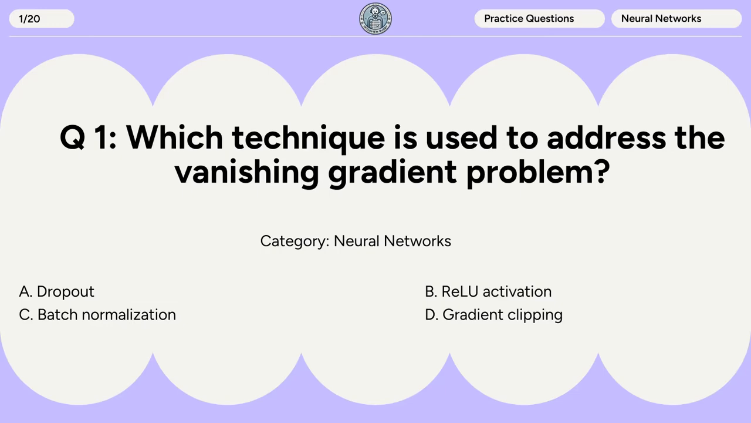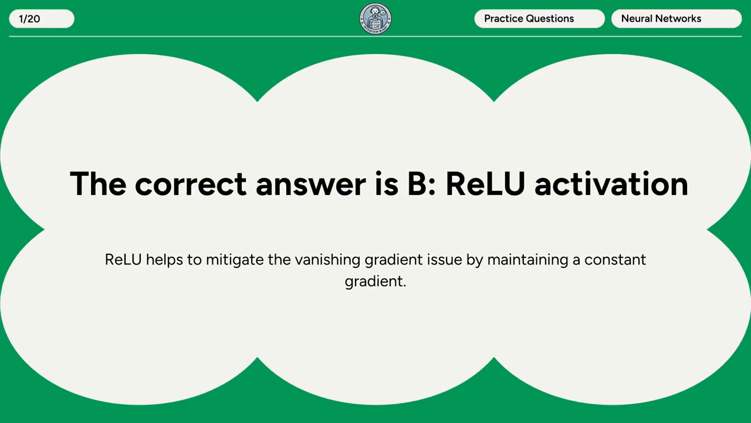Question 1. Which technique is used to address the vanishing gradient problem? A. Dropout. B. ReLU activation. C. Batch normalization. D. Gradient clipping. The correct answer is B. ReLU activation. ReLU helps to mitigate the vanishing gradient issue by maintaining a constant gradient.